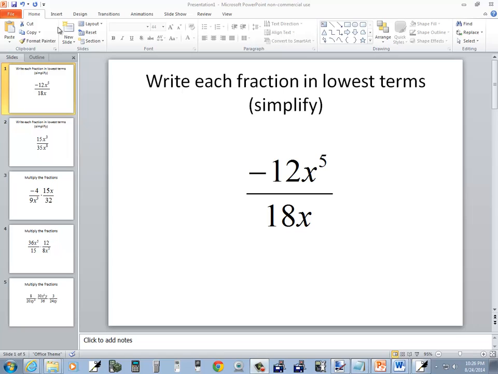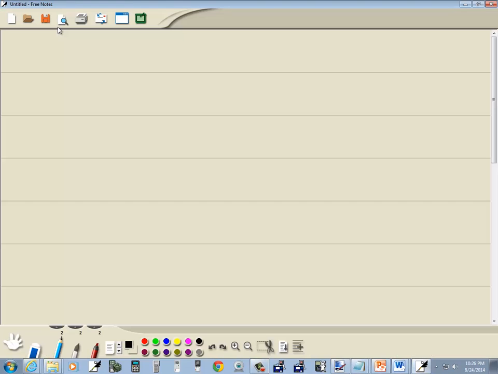Let's take a look at this problem. We got negative 12 x to the fifth over 18x. Now the very quick way to do this, if we look at the numbers, of course this is a negative up on top, so that stays up on top. A negative divided by a positive is negative.